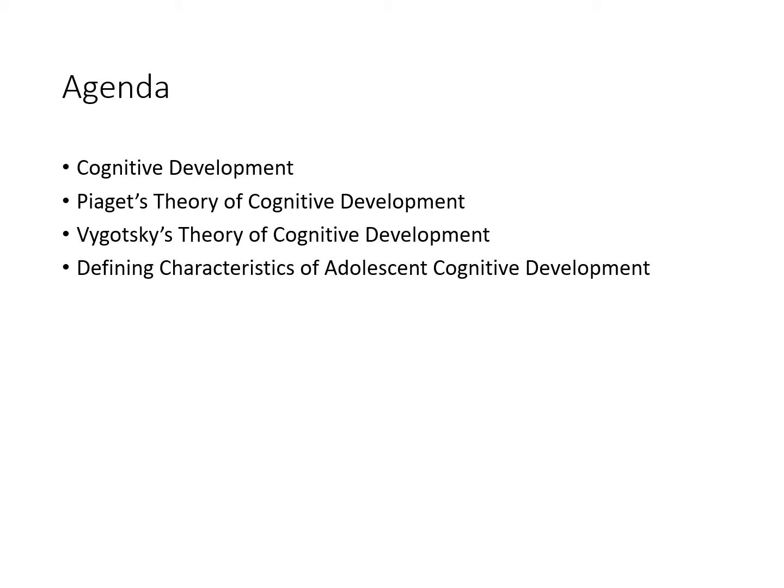This lecture will take us through cognitive development. What does it mean? And two theorists, Jean Piaget and Lev Vygotsky's theories of cognitive development. It will also discuss some defining characteristics of adolescent cognitive development.